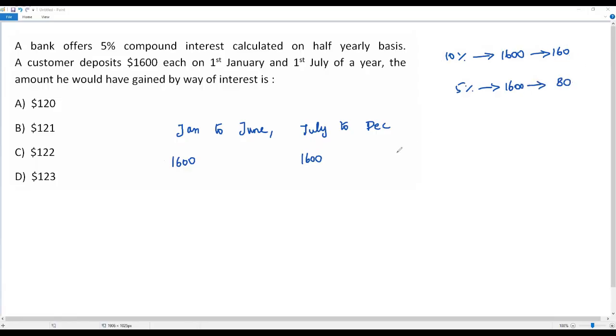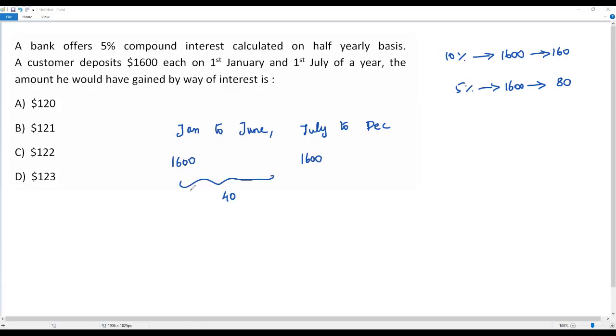So he gets $80 as interest for the first deposit, $1,600. But this $80 interest is for 1 year, and we need the interest for the first 6 months, January to June. Then we have to divide this value by 2. Then $40 is the interest for the first 6 months time period from January to June.